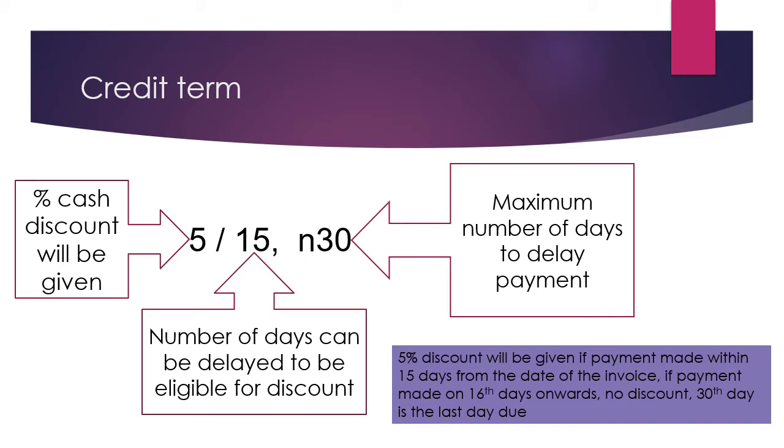So 5/15, N30 says that a 5% discount will be given if payment is made within 15 days of the date of invoice, and if the payment is made on the 16th day onwards, there will be no discount, and the 30th day will be the last due date.